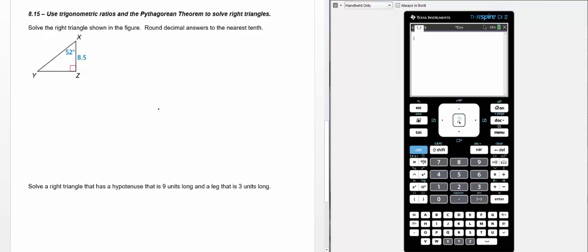In this video, we will use inverse trig ratios as well as sine, cosine, and tangent in the Pythagorean theorem to solve right triangles. Recall, solve right triangles means to find all the missing parts in this right triangle.